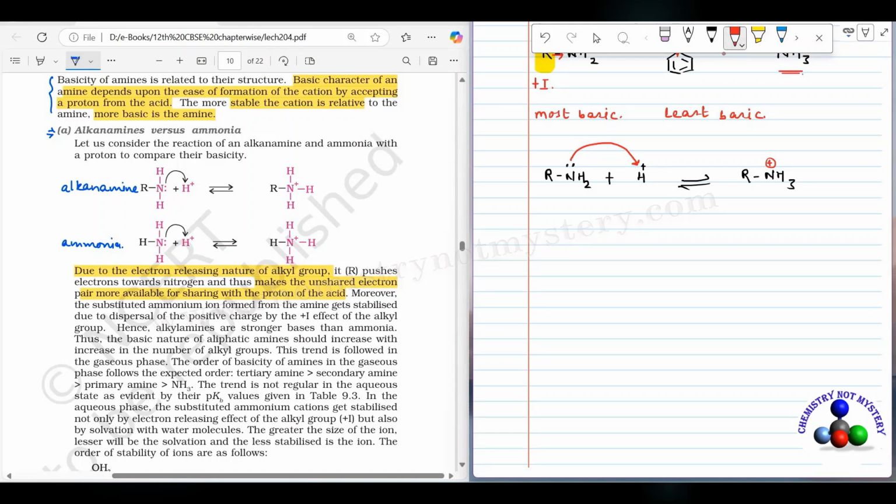In alkylamine, the alkyl group bonded to nitrogen donates electron density via plus I effect. By the donation of electron density via plus I effect, the lone pair over nitrogen becomes more available for donation. So that's how it increases the basicity of the amine. As a result, RNH3 positive ions are formed. As this alkylamine accepts a proton from the medium, it can be called a Bronsted base.